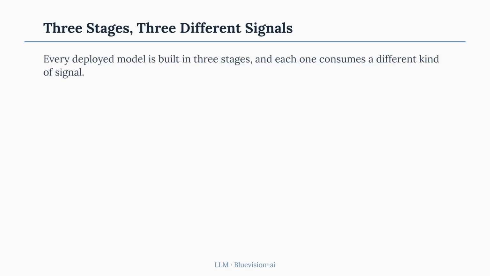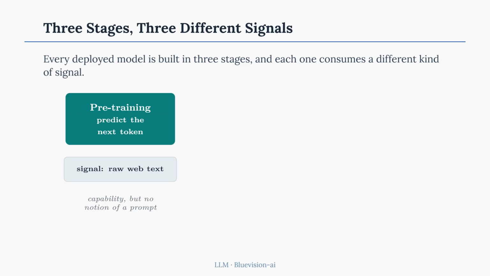Every model you've used was built in 3 stages. And here's the part people usually skip. Each one eats a completely different kind of signal. Stage 1, pre-training. The signal is raw web text, and it's free because it's just text sitting there. What you get out is capability. What you don't get is any notion of a prompt at all. That's session 7 and session 8, and it's behind us.